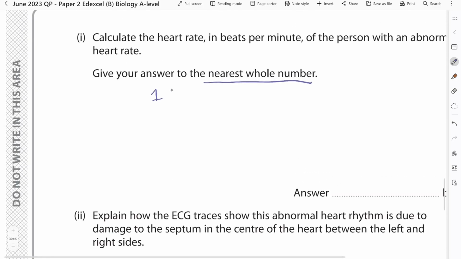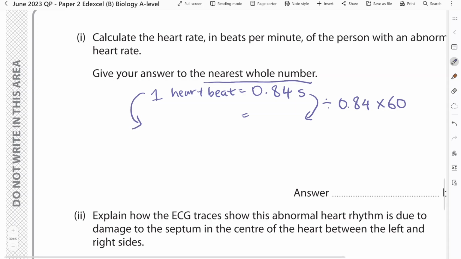So one heartbeat is 0.84 seconds. So this is a ratio question. In order for me to get from 0.84 seconds to 60 seconds, which is 1 minute, I divide by 0.84, then times by 60. So what I do to the right, I have to do to the left.